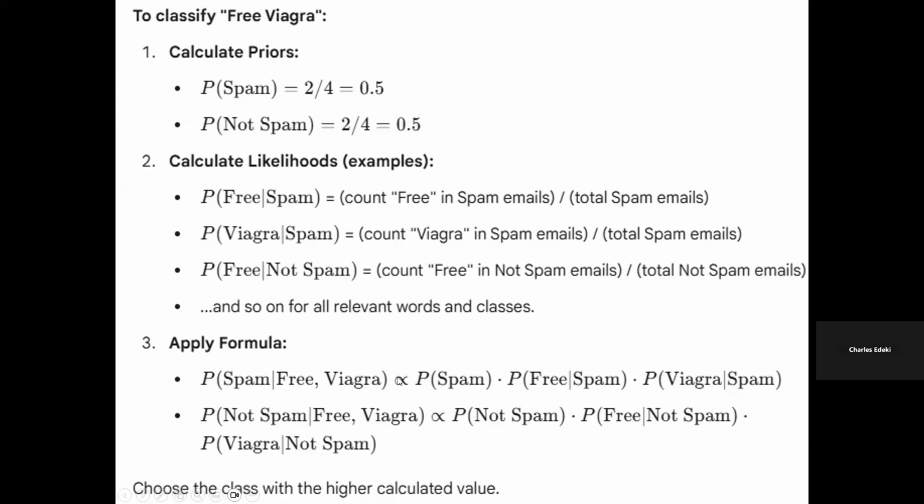Then we apply the formula here. Probability of spam. So here we have two features: probability of spam given free and Viagra. Then probability of non-spam given free and Viagra. And it's a product.